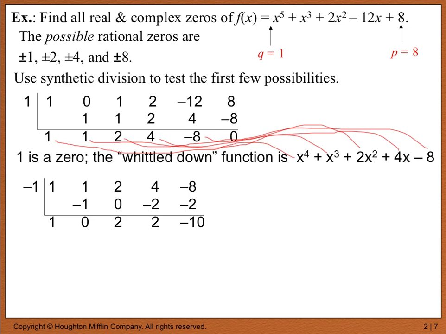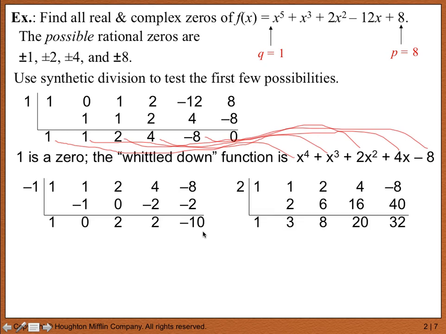And when we do synthetic division using the whittled down function, 1x to the fourth plus 1x cubed plus 2x squared plus 4x minus 8, we find that negative 1 does not go in evenly because we end up with a remainder of negative 10. So now we're going to try 2. Let's see if 2 works. Well, we do synthetic division with 2 on the same whittled down function, and we end up with a remainder of 32, so 2 is definitely not a 0.